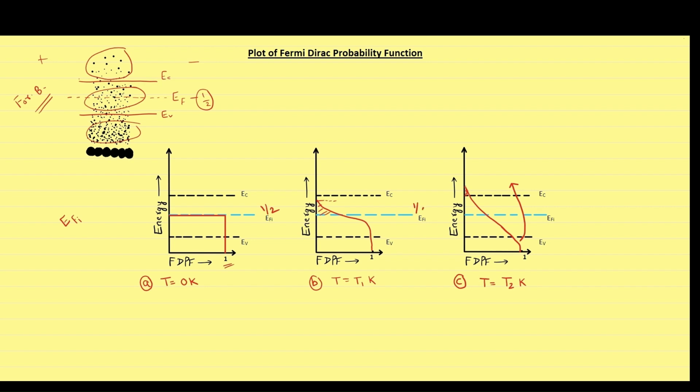But still, we assume that the probability value at energy level EFI is 1 by 2 at all temperatures, even at 0 Kelvin. Second important point is, obviously, this shaded area represents electrons, and these are the same electrons which are displaced from the energy states present below the Fermi energy level EFI. It means this area will be equal to this area.